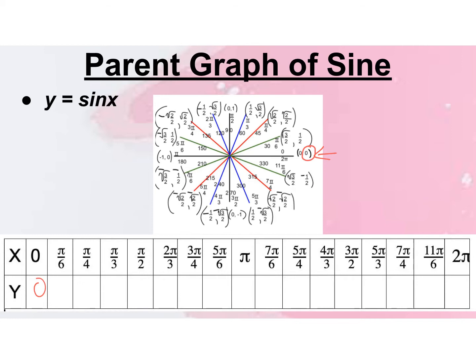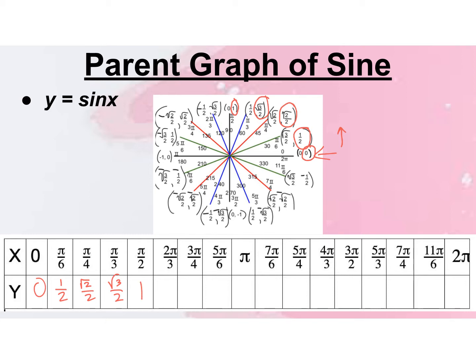Pi over 6, we know that the sine is the y value. It's the height of our triangle. This is our little triangle, so it's 1/2. Pi over 4 is our medium triangle, so it's our medium fraction of root 2 over 2. And pi over 3 is our tall triangle, so we're looking at root 3 over 2. When we're at pi over 2, that's our quadrantal angle, so our point is 0, 1, and we want the y value, so it's 1.